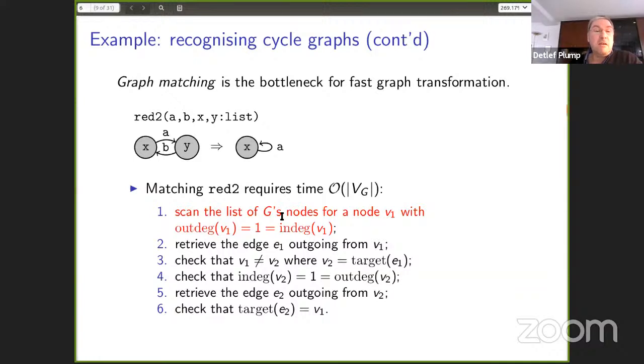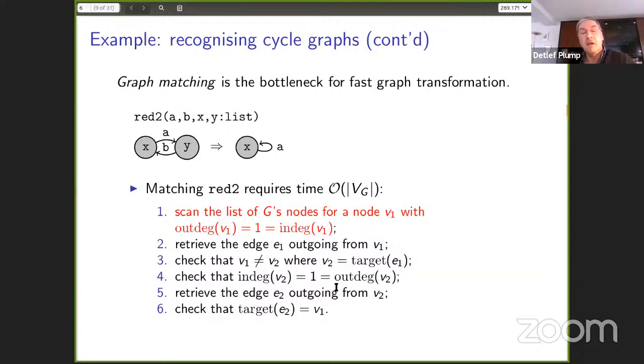Then we check that node V1 is different from the target of that edge E1, which is V2. Again, that is a constant time operation. Then for node V2, we have to check that it also has an in degree of 1 and an out degree of 1. Again, this can be done in constant time because in GP2 implementation, each node has a count for the number of outgoing and incoming edges. So this is just a constant comparison with those counters. Then we retrieve the edge E2, which goes out, again for the same reason as before. That's constant time. We go to the target of E2 and check if it's V1.